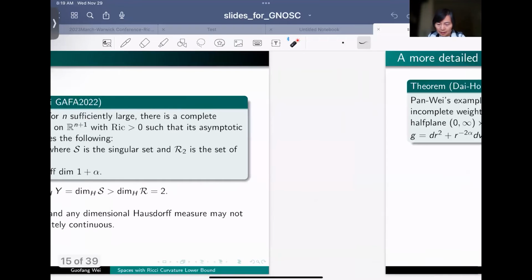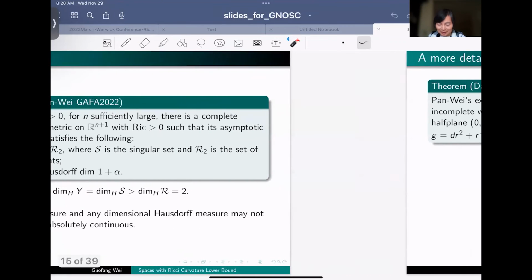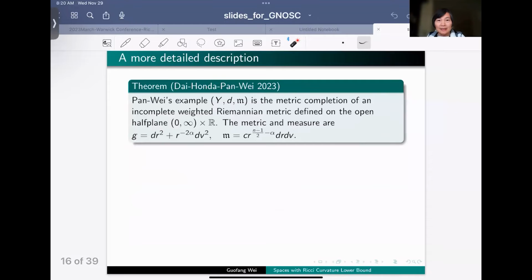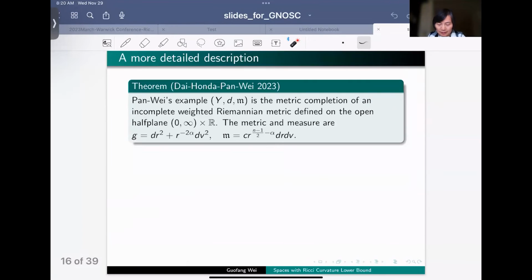Actually, sorry, not done yet. I have some applications. That's what we did first, and later on we studied, this is joint with Honda, more about these examples. We can actually have a very simple description of this metric.